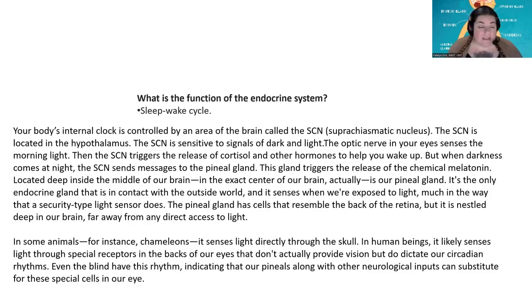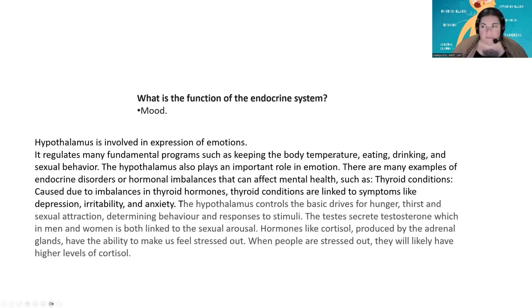In human beings, it likely senses light through special receptors in the back of our eyes that don't actually provide vision, but do dictate our circadian rhythms. Even people with no sight have this rhythm, indicating that our pineal glands, along with other neurological inputs, can substitute these special cells in our eyes. I just find that super fascinating.